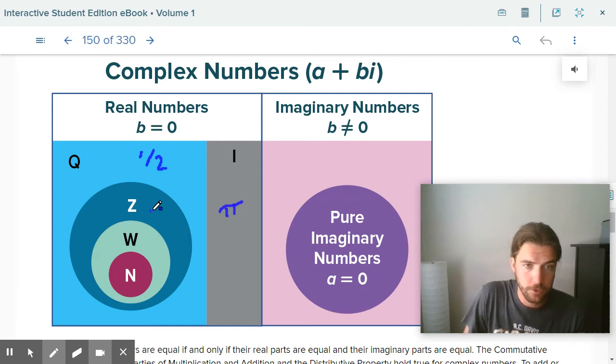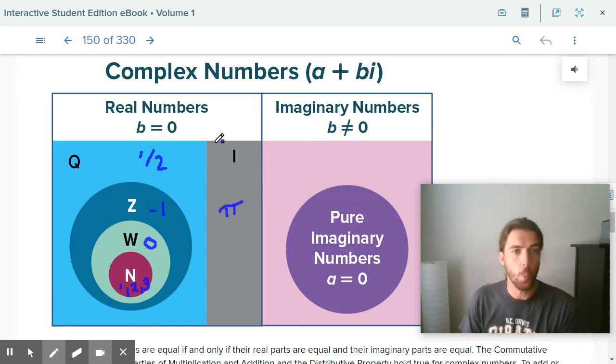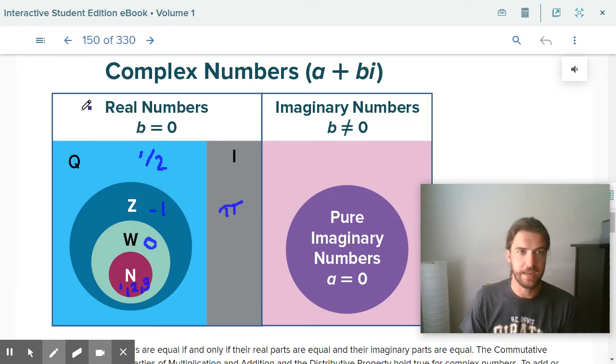The integers include numbers like -1. The whole numbers include numbers like 0. And the natural numbers are just the 1, 2, 3 that we're used to. So whole numbers include natural numbers, integers include whole and natural numbers, rational numbers include integers, whole numbers, and natural numbers, and real numbers include both the rational and the irrational numbers. Okay, if we want to go one step past that, the biggest category we could ever describe is the complex numbers.